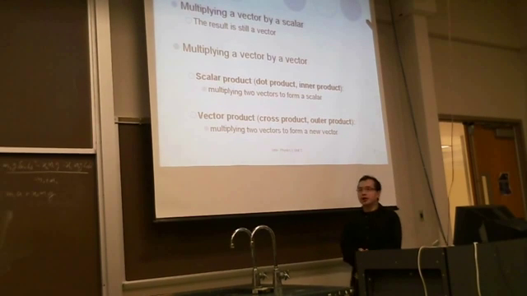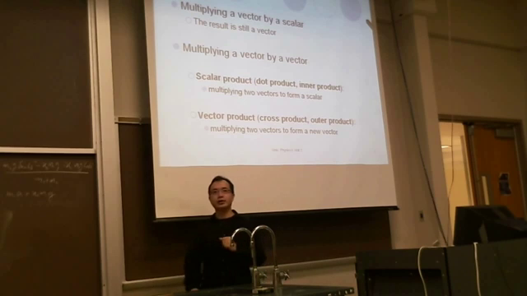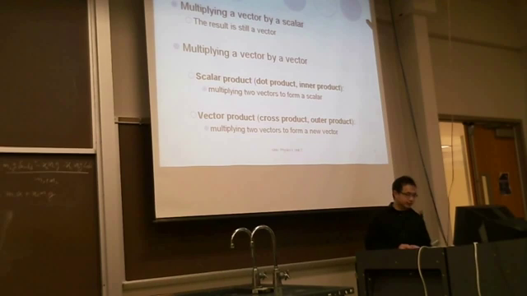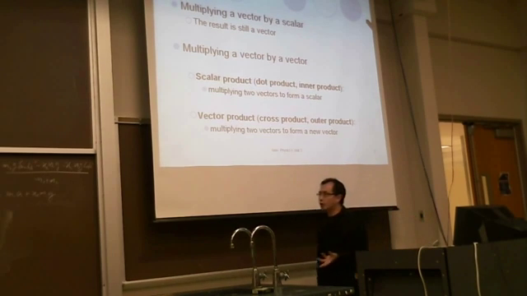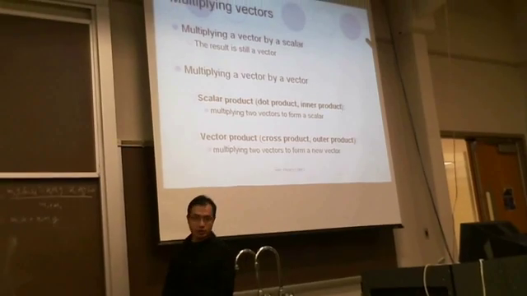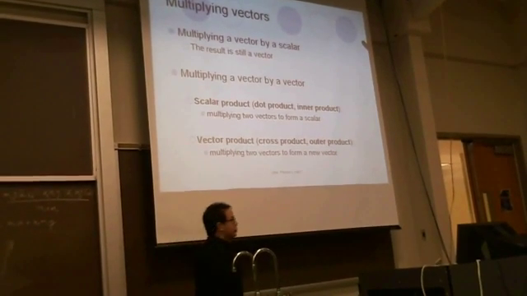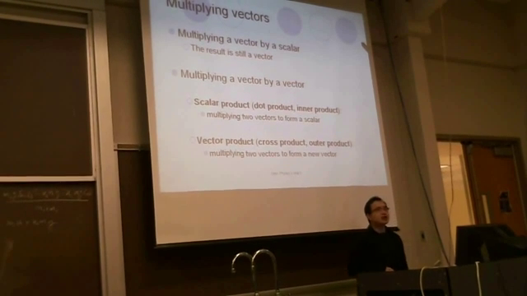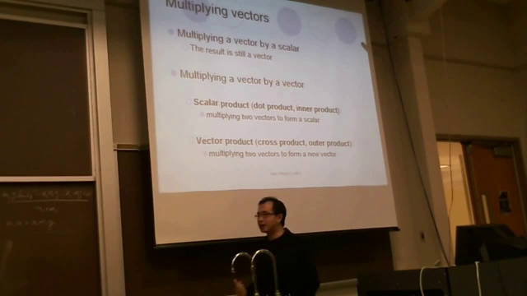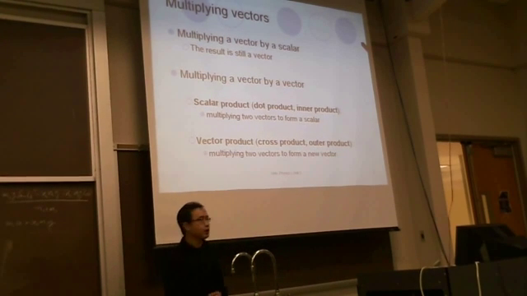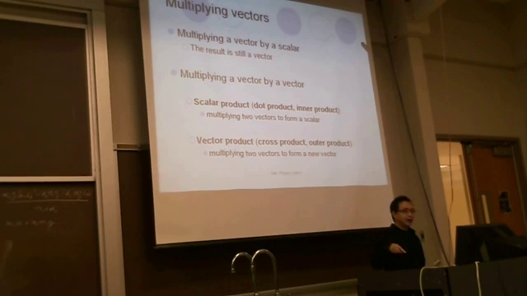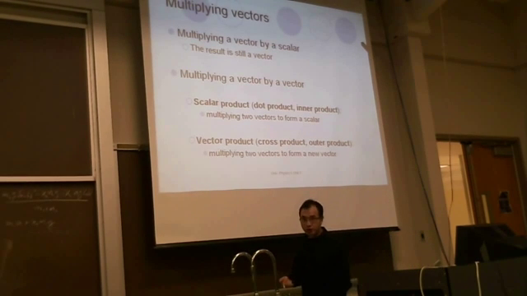So we are going to start with energy and momentum. Before that, we talked more about vectors. We already talked about how to add vectors together by components. Now we're talking about how to multiply vectors together. There are several different kinds of products formed by vectors. The first and simplest is multiplying a vector by a scalar, and the result is still a vector.